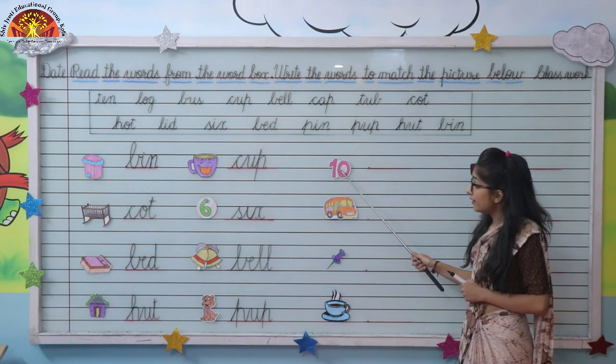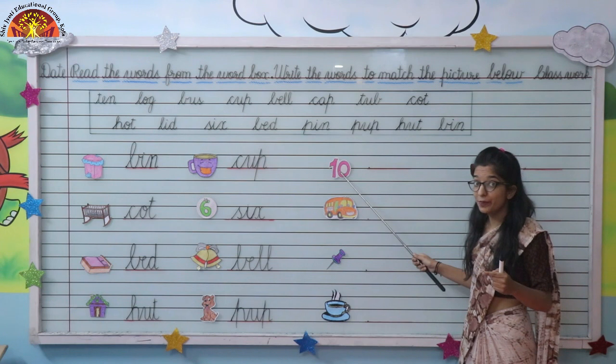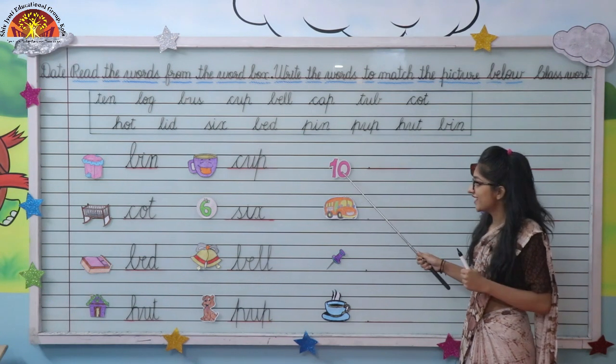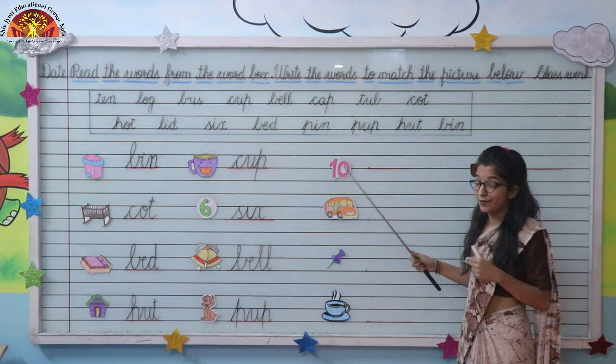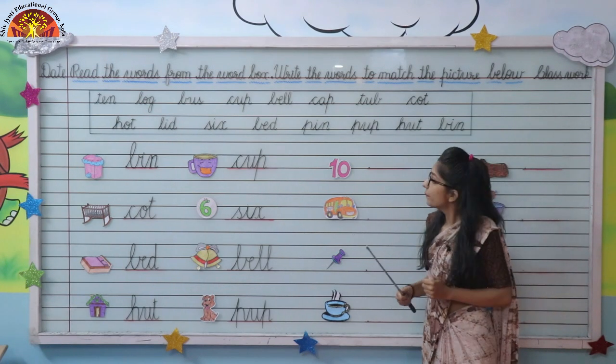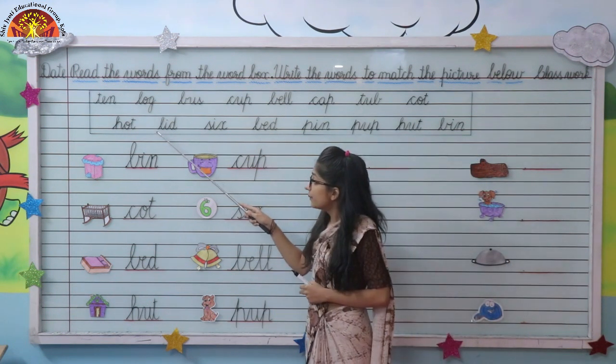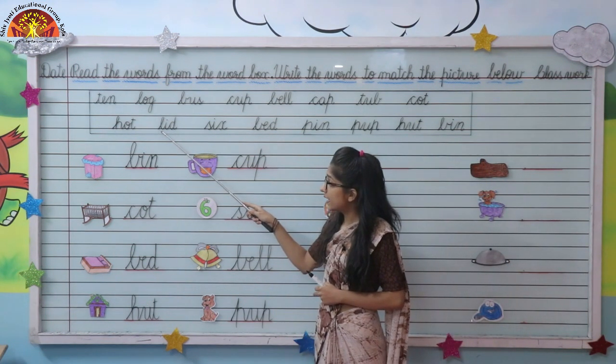Now kids, tell me which numeral is this? Yes, this is numeral 10. That means we have to find spelling of 10 from the box. Let's see, where is the spelling of 10 written? Okay, tell me, this one is the spelling of 10.